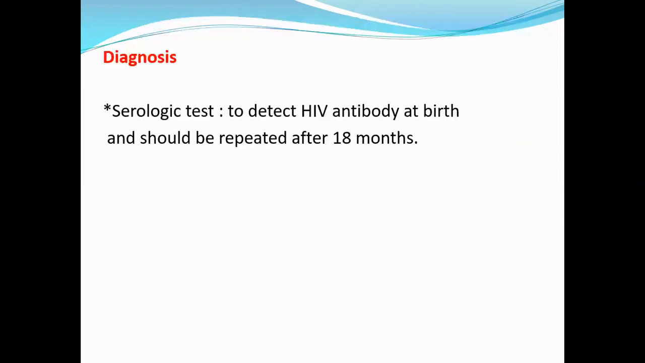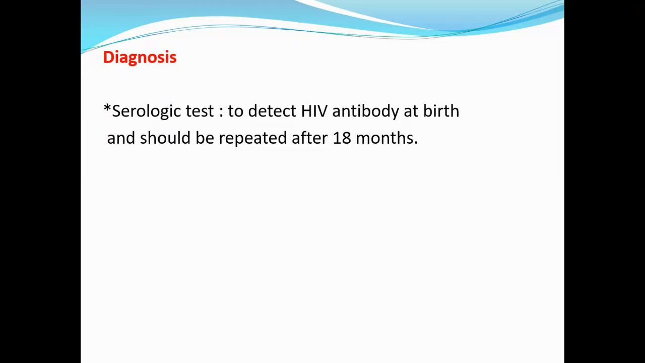How do we diagnose HIV infection? First, we can do a serologic test to detect HIV antibody, and this is done at birth if the mother is affected. As we said, the most common route of infection from the mother is intrauterine, during delivery, or after delivery. So we do HIV antibody at birth if the mother is infected by the virus, and we should repeat after 18 months.